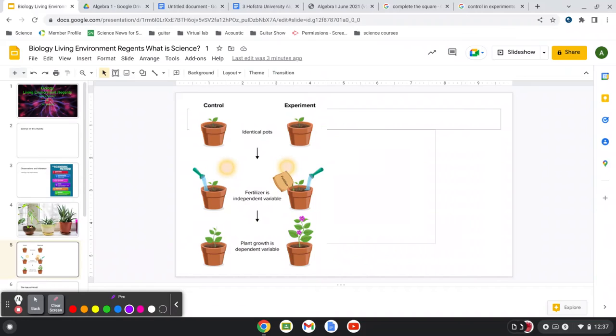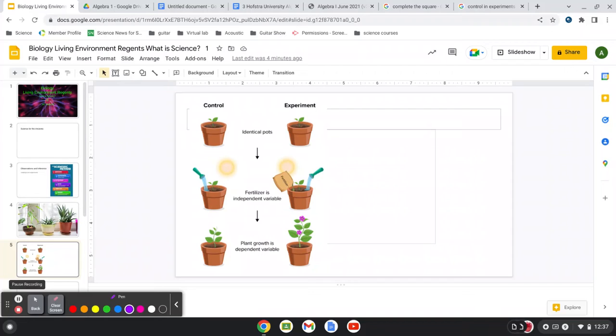Let's go on to another example. So let's look at this experiment. In the previous experiment that we did with that one plant, it wasn't really correct because, first of all, there was no control. There was only one plant and there were so many variables involved. So when you do an experiment, you just want one variable, one independent variable.